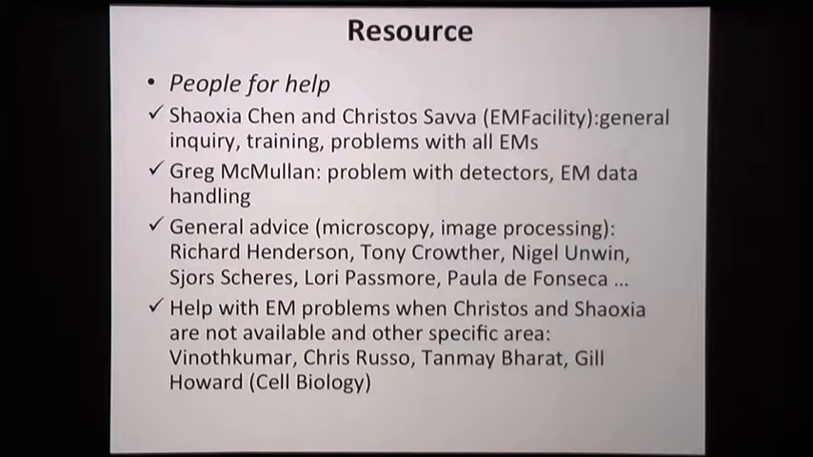We have Richard here from a long time, and he knows everything. And then we have Tony, Nigel, Shaoxia and Lori for all different image processing. I think when you are new, coming to a new EM project, especially talk to one of them to get the idea what you can get from there and where you should start. That's a really good idea.